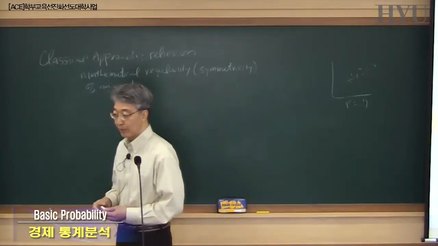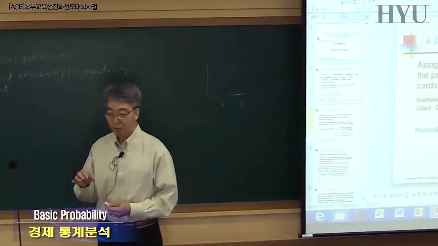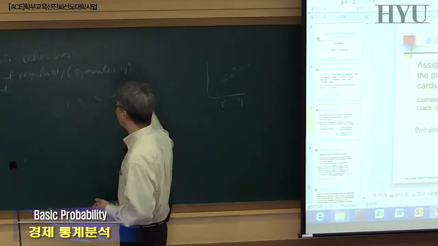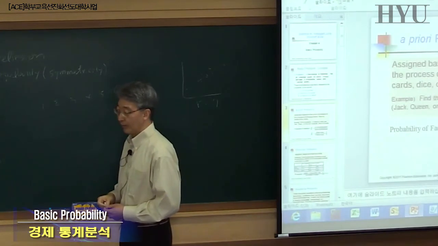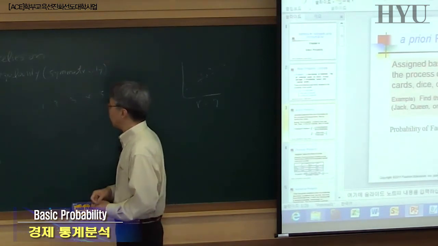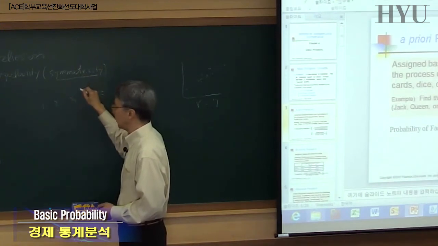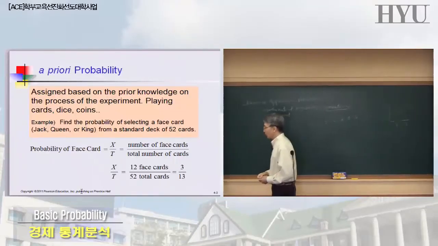What do we mean by fair? Fairness. That means all those 6 outcomes, each outcome is equally likely. That's what we mean by fairness of a die, or symmetricity. That's what we mean by symmetricity here. All the outcomes are equally likely. Mathematical regularity. So based on that, we can figure it out.